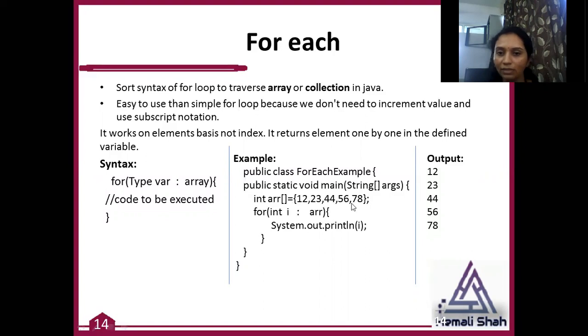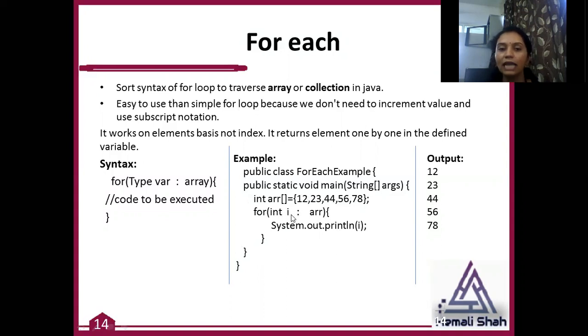It has this many elements. So you can write a for each syntax like this. For, then before the colon you have to write the type of elements available in this array. These are all integer type variables. So int, then the new variable name. Here I have used i.